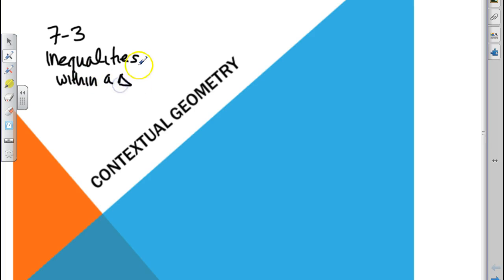All right, so that should be the title of your page. Make sure you go back to your table of contents and put the page number down that you are on in your notebook. So, inequalities within a triangle. We've looked at some with remote interior and exterior angles, and now we're going to move inside the triangle. So Theorem 7.6, and for inequalities within the triangle, we're going to be comparing sides and angles.